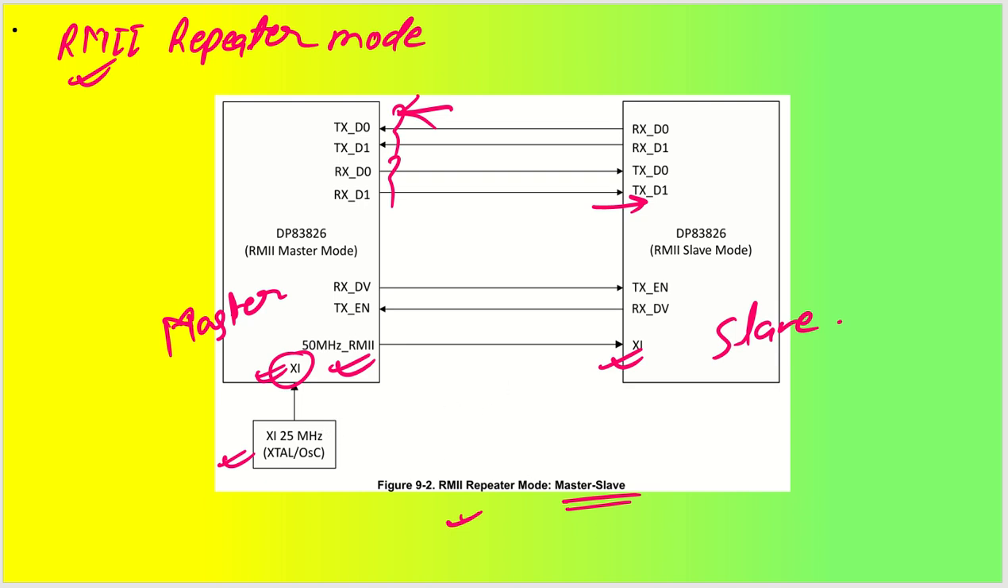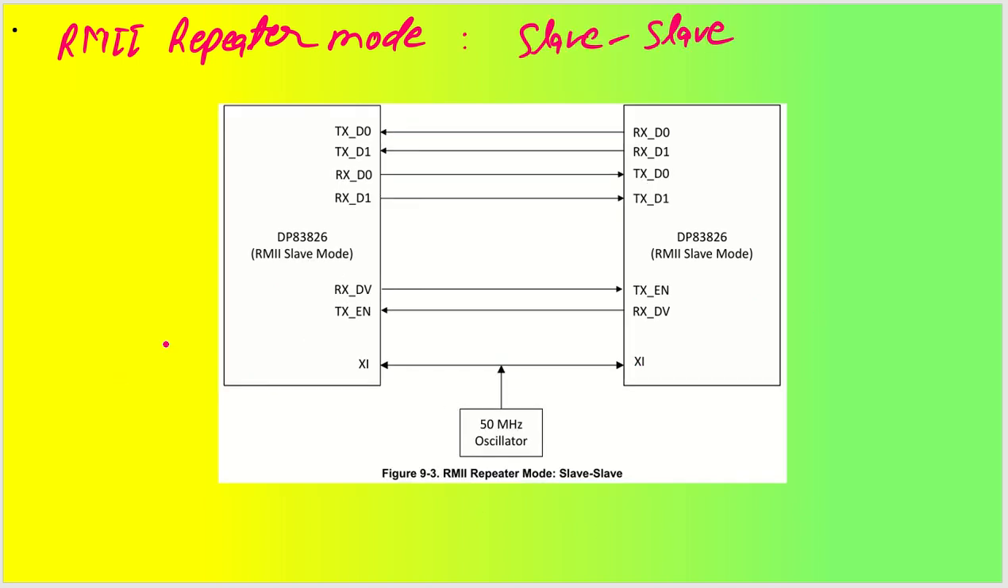If you have slave operation, then you can have something different, where both are working as slaves. Both slaves can receive the clock signal from an external oscillator, let us say a 50 megahertz oscillator. Both receive the same clock signal separately, and as you can see, both of them utilize two data lines of transmit signal and two data lines of receive signal, and we have receive data valid as well as transmit enable signal. So only 4 plus 2, 6 lines are enough for the slave configuration.